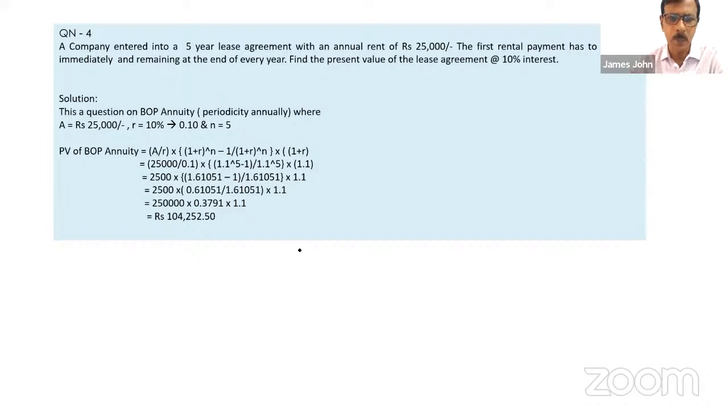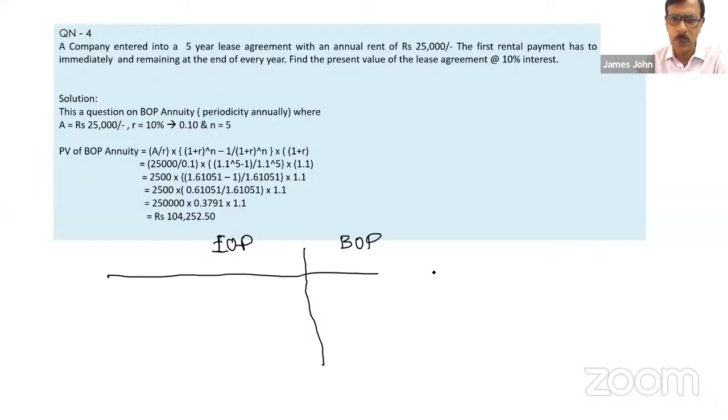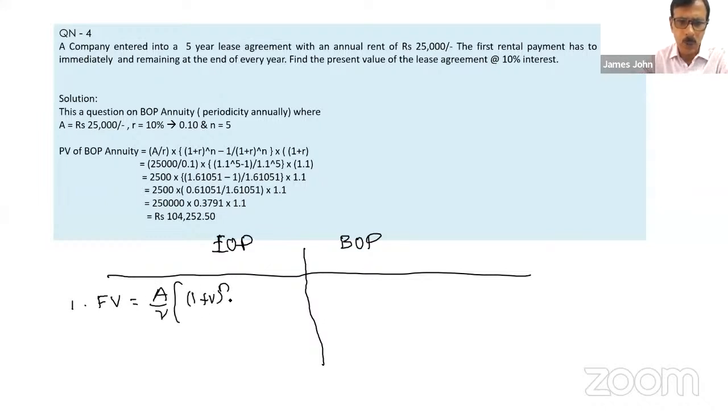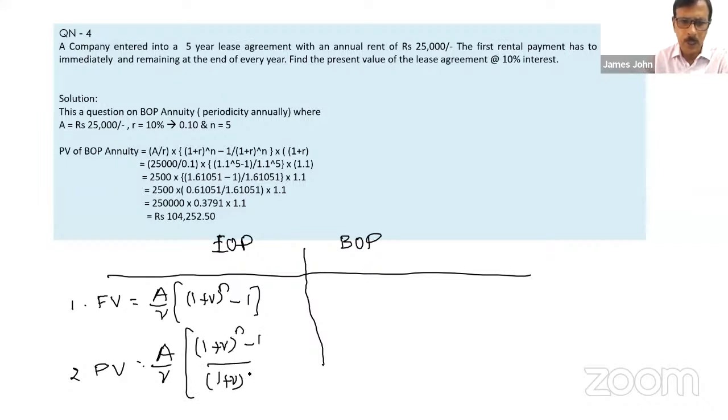See, I have explained at the beginning. You were not there? Yes, sir, I was not there. There is a formula. You have to learn it by heart. For beginning of the period annuity and end of the period annuity, there are different formulas. For end of the period annuity or ordinary annuity, there are 2 formulas. One is the future value: A by R into (1 plus R) the whole raised to n minus 1. And second, the present value: A by R into (1 plus R) the whole raised to n minus 1 by (1 plus R) the whole raised to n. These are the 2 formulas for future value and present value of ordinary annuity or end of the period annuity.